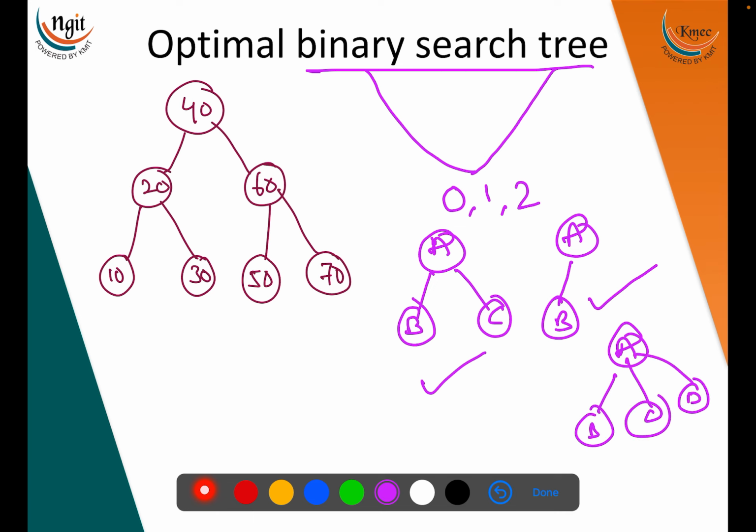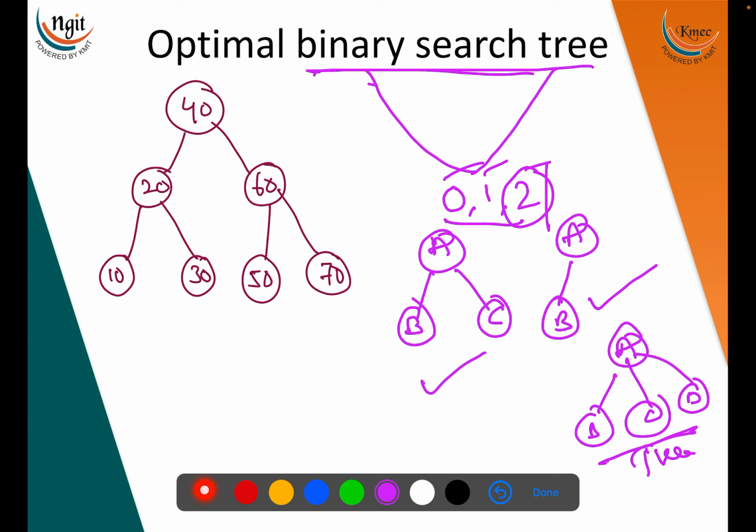Can I call this a binary tree? No. Why? Because it is having 3 children. I told you that a binary tree will have at most 2 children, not more than that. It can be called a tree, but it cannot be called a binary tree. So the point is, a binary tree always has at most 2 children, either 0 or 1 or 2.